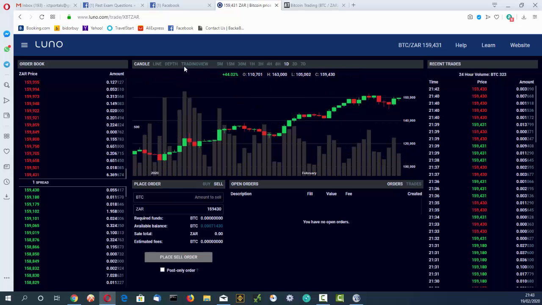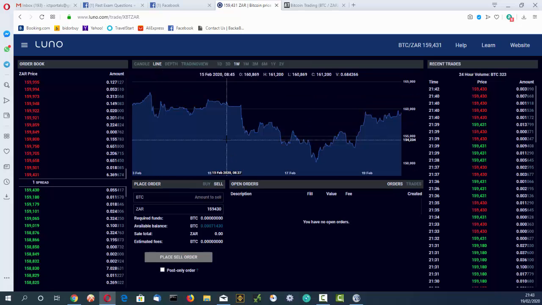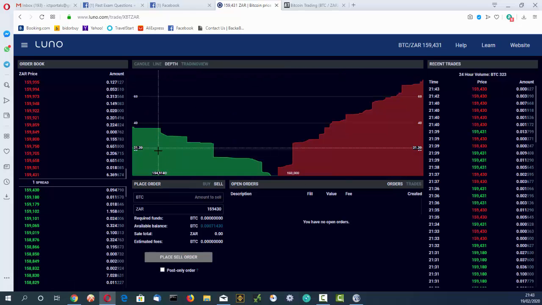And having said this, we can have it in candle. You can have your graph in candle if you understand candle, how to analyze the market with candle. You can use line. This is a line chart. We can use depth. This is a depth chart. So if you see something like this, it is an advanced way of analyzing the market. But I'm going to talk more about this later.